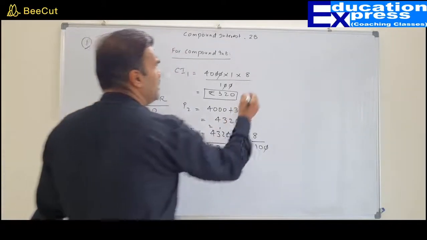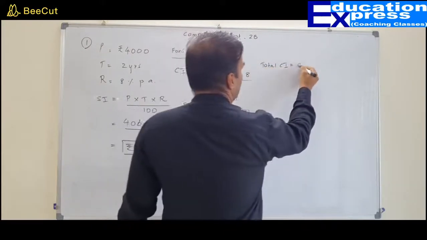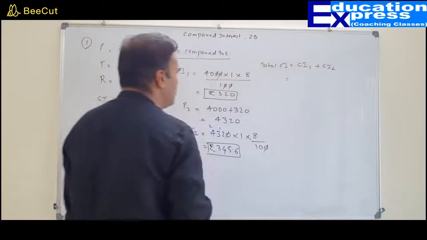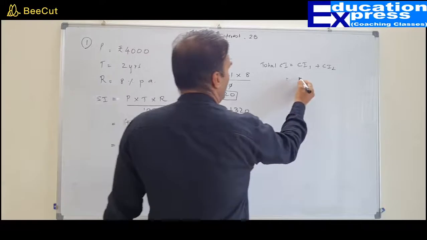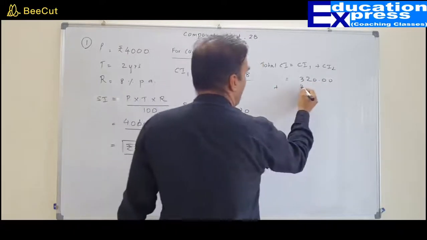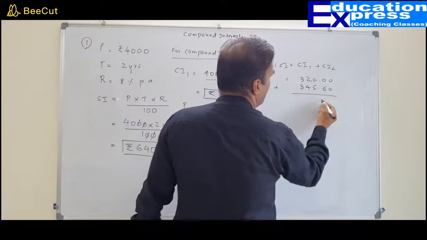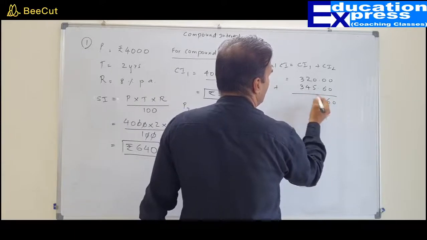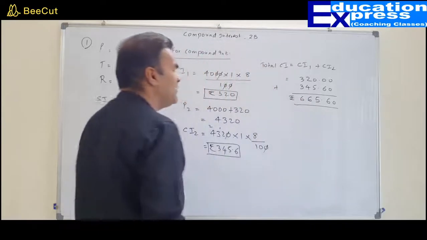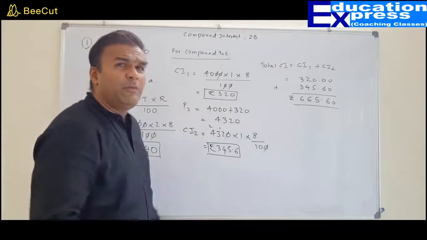Can you find the total interest? Yes, sir. Total compound interest would be CI1 plus CI2. How much is that total coming up to? So 320 plus 345.60. So the total compound interest for both the years put together would be rupees 665.60.